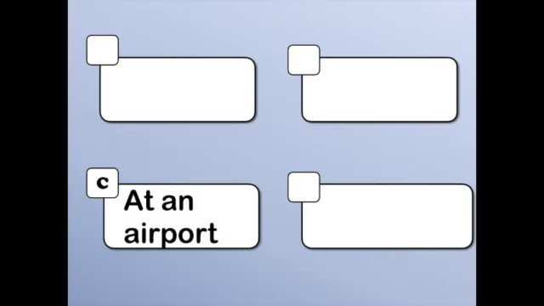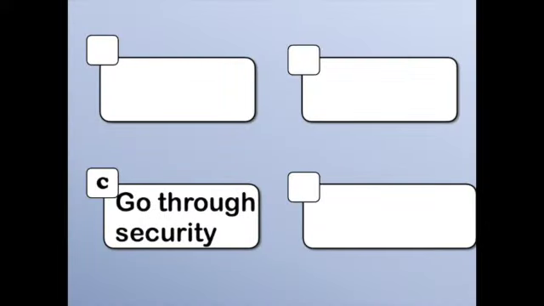Okay, how'd you go? Here are your answers. As you can see, number 1, C. Number 2, B. Number 3, B. Number 4, C. And number 5 was C.